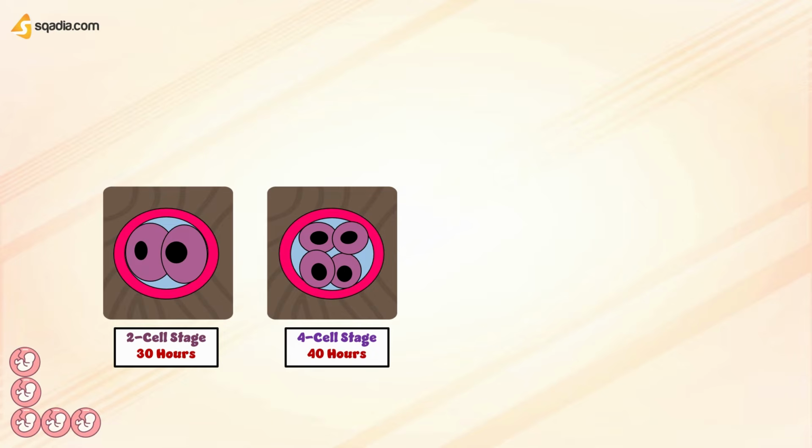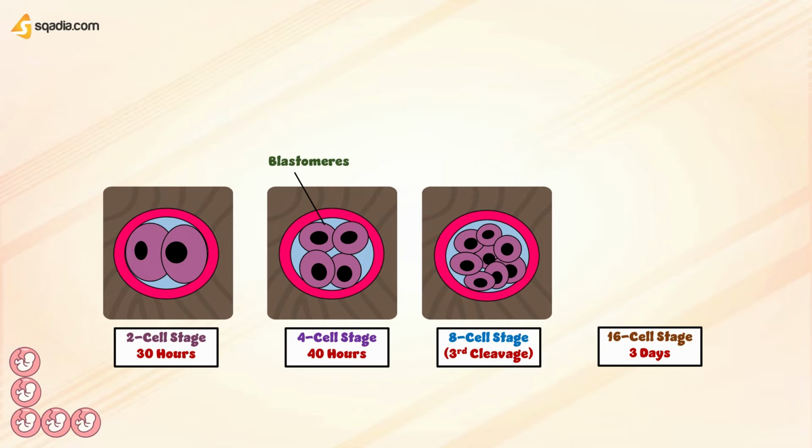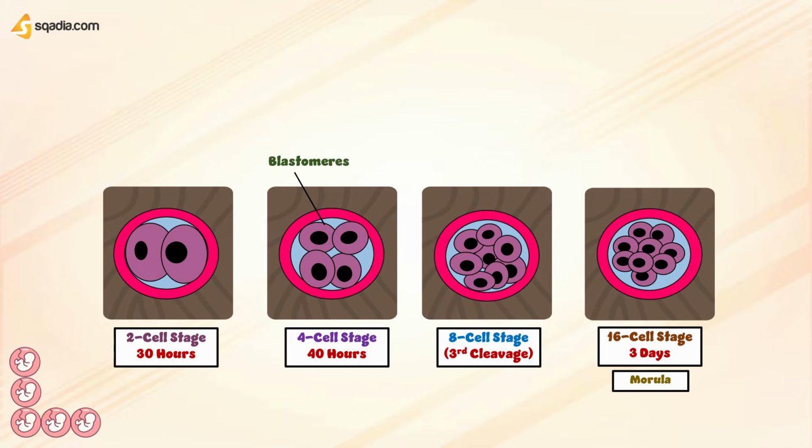Then, it undergoes a series of mitotic divisions, increasing the number of cells. These cells, which become smaller with each cleavage division, are known as blastomeres. Next is the 8-cell stage. They form a loosely arranged clump. After the third cleavage, these blastomeres maximize their contact with each other, forming a compact ball of cells held together by tight junctions. Then, the 16-cell stage is reached at approximately 3 days, called the morula.